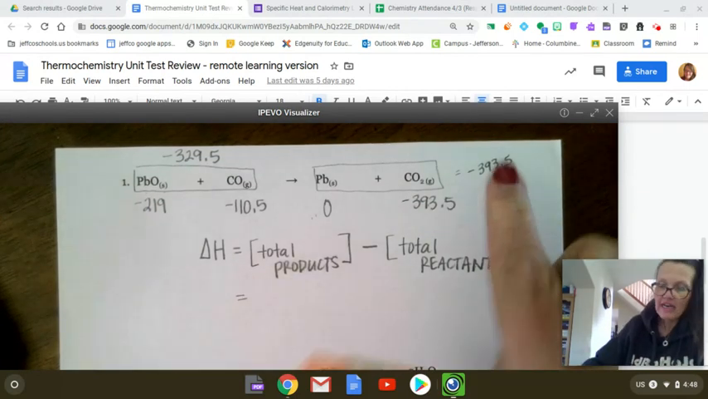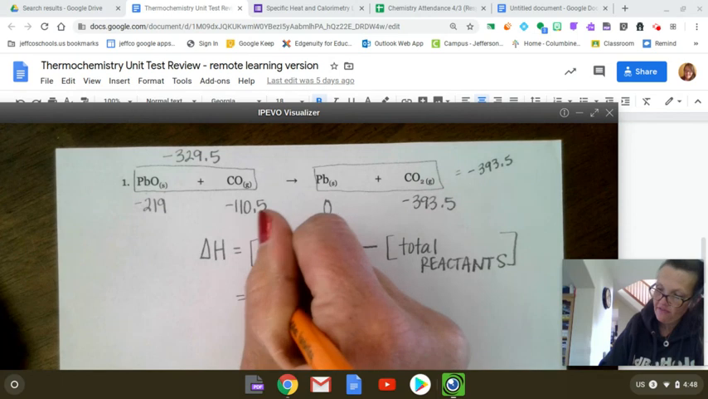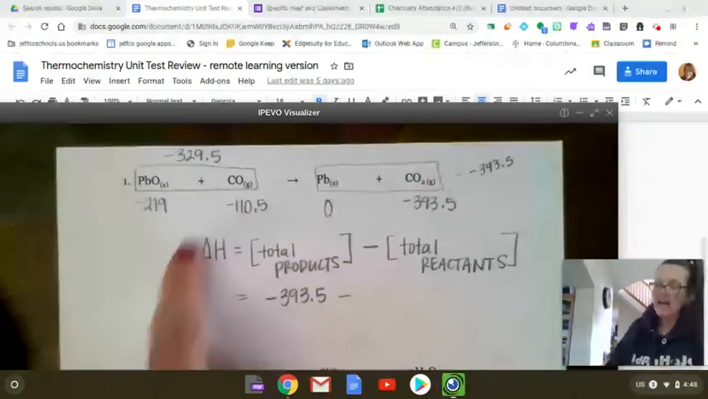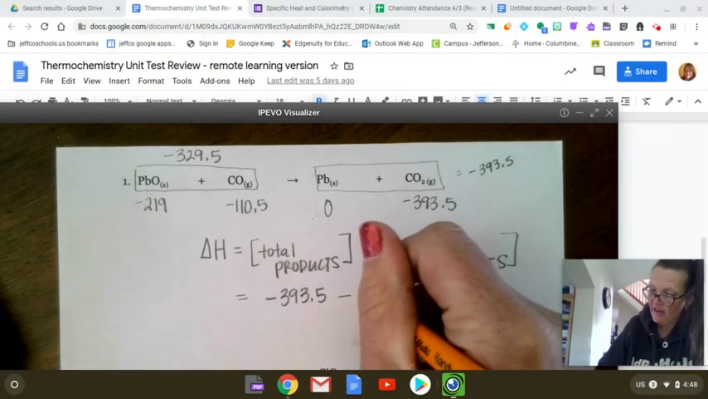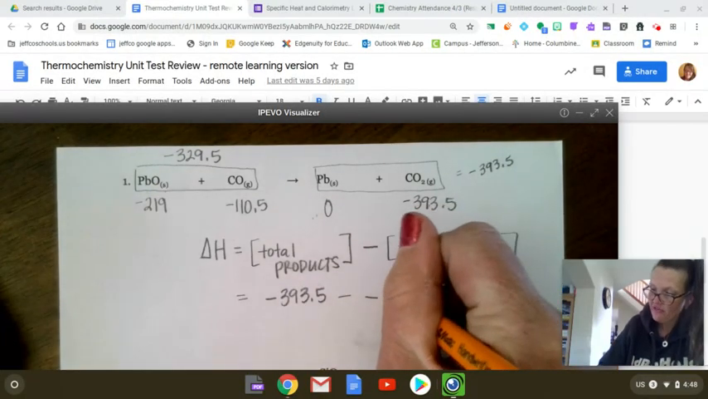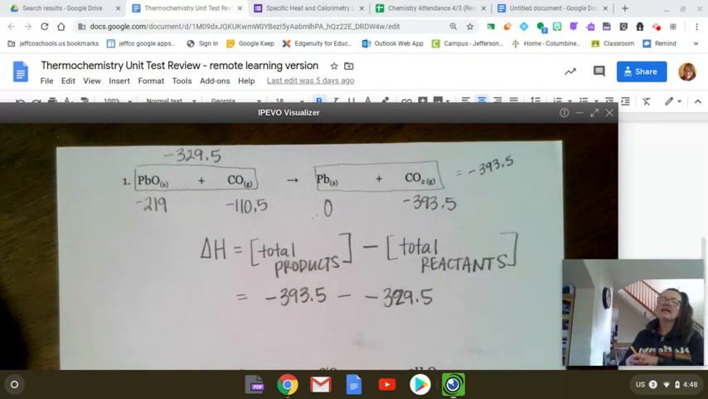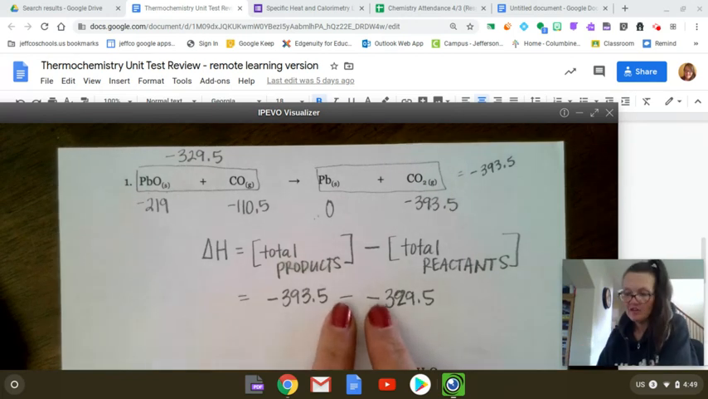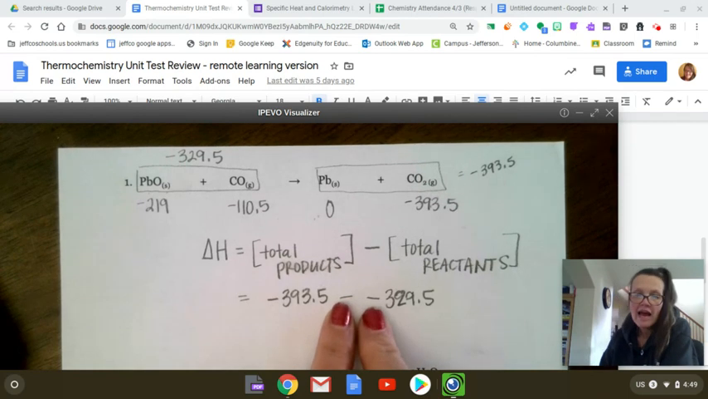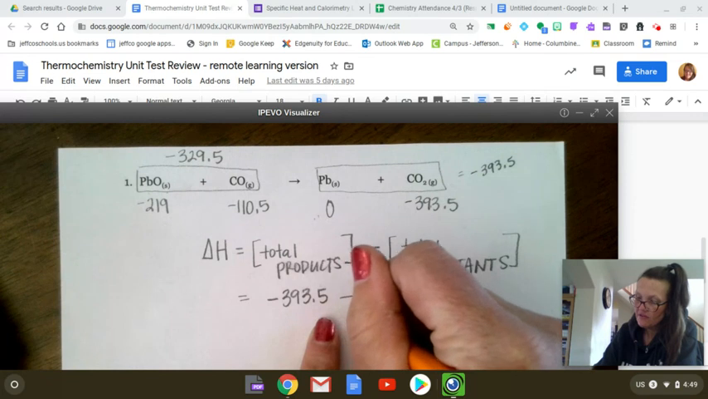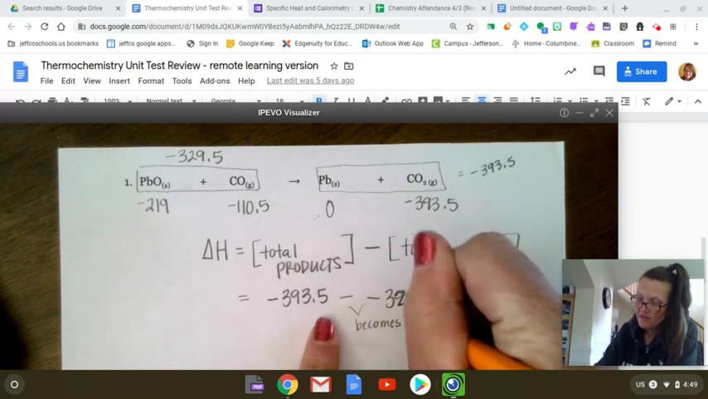Now I'm going to plug it into the equation. Again, it's my products, so negative 393.5, minus my reactants, and in this case my reactants are negative 329.5, so minus negative 329.5. If you were to plug this into your calculator, depending on if you're using a scientific calculator or not, you would need to make sure that you included these signs. I like to make my life a little bit easier and take care of this. Do you remember what happens when you subtract a negative? It becomes positive, right? So I'm just going to write on there that that becomes positive.